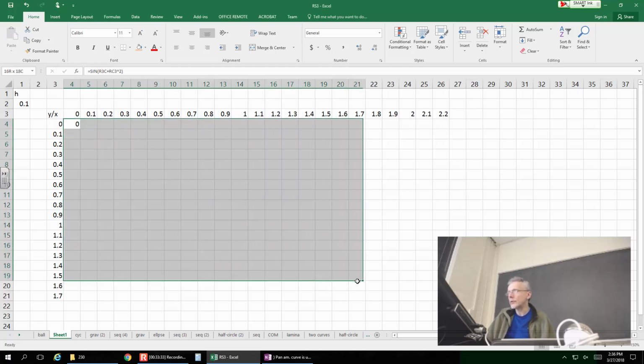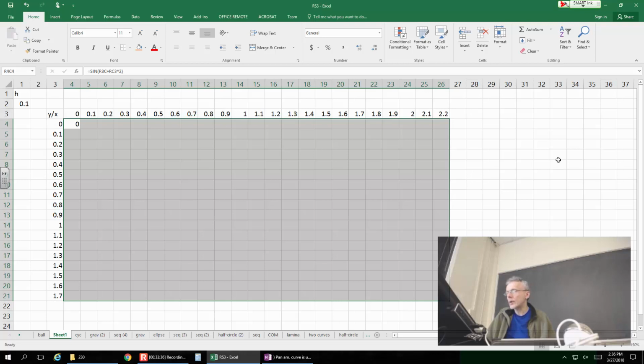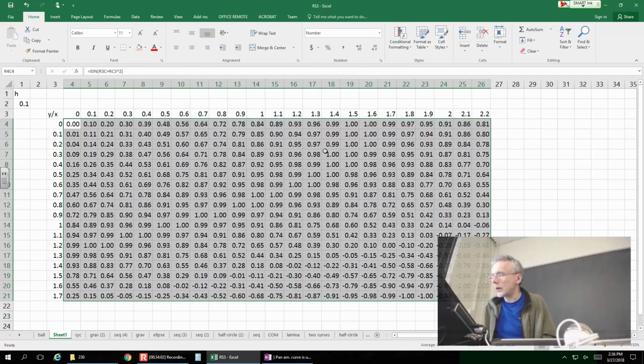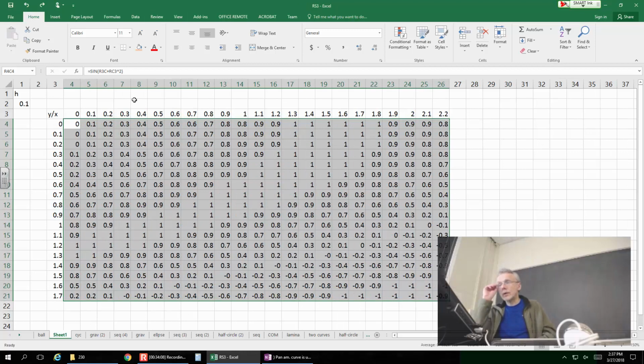And now I can fill this whole thing with these formulas, right and down. So the function has been computed this many times, I don't know, 200 times, and we have 200 values of this function. You can just look at the numbers. You can see how the values increase, then decrease, and these ones are the highest points.